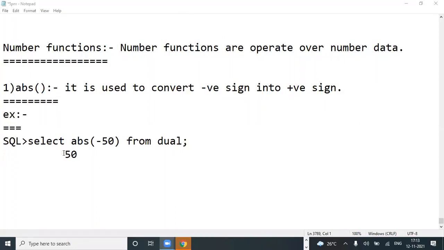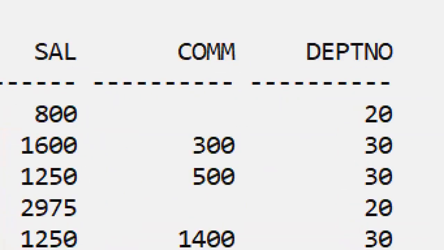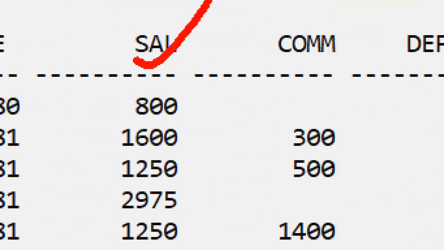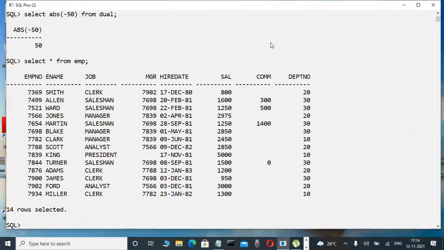Concentrate here. Anywhere we can convert negative signs into positive signs, but here we use dual just for testing, because for a newcomer it is testing only. In calculations I use it on the EMP table, for example. Salary is a numeric column, and commission is a numeric column. Maybe we write commission minus salary, less value minus highest value, which gives a negative sign. Here 300 minus 1600, 500 minus 1250, like this, negative signs appear. In that case we convert into positive sign.